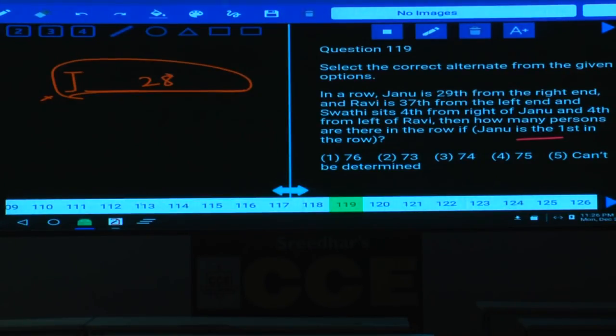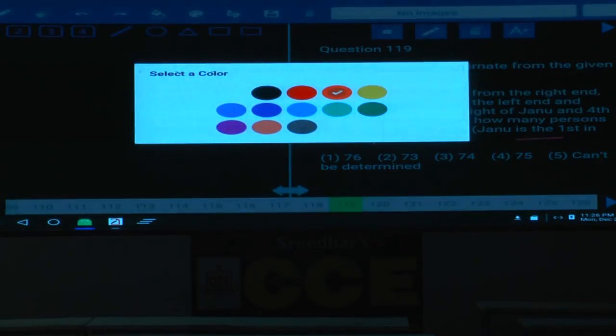Follow here leda? Janu enti first undannaru. That means there is no person before this Janu. As there is no person before this Janu, all the remaining persons are behind this Janu. And from the back side, Janu is 29th person. There are 28 persons, Janu is 29. In total, how many persons should we have? Only 29 persons. Is there any choice with 29? Isn't it? Hence, there is an error in the question.